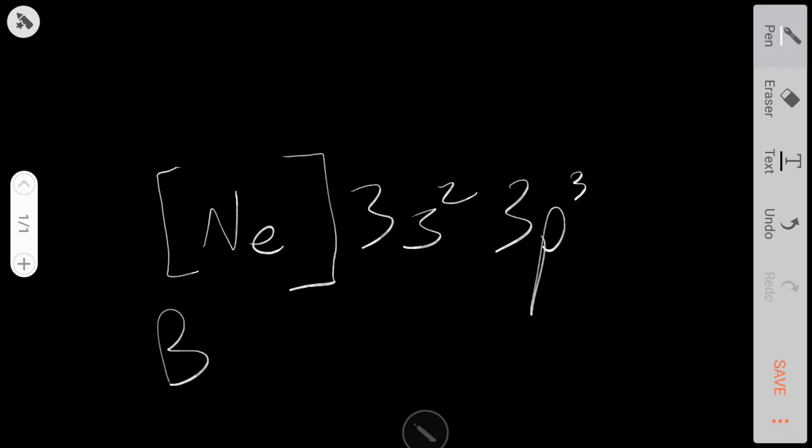Number 18. What is the abbreviated version of the element from number 17? Again, phosphorus. This is using the noble gas as a shortcut. So the noble gas before phosphorus is neon. I don't think anybody got this wrong, but in case you did. So it's neon, and then I start from the next period, which happens to be 3. So 3s2 and then 3p3. So the answer here is B. Cool.